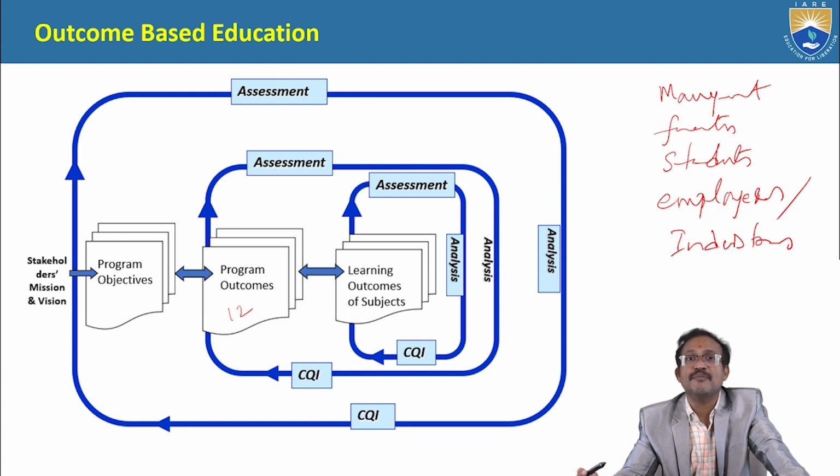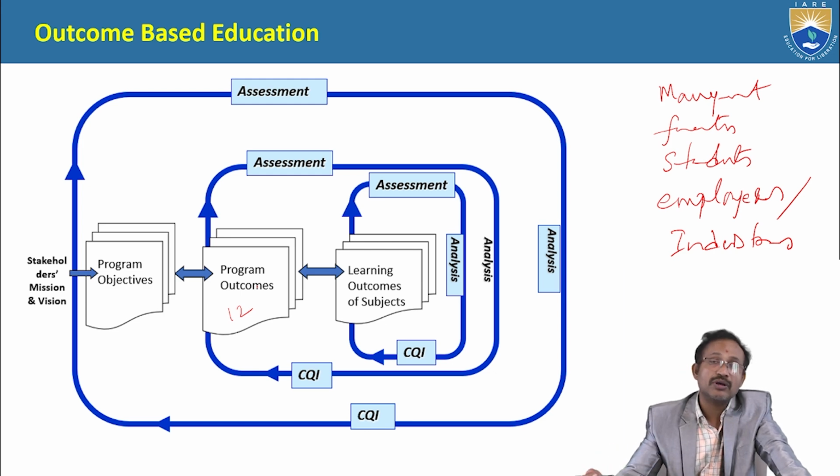Similarly, if you take the Computer Science and Engineering department, in that department they may have different programs: BTech Computer Science and Engineering, BTech Computer Science and Engineering with AI/ML, Computer Science and Engineering with Cyber Security, Computer Science and Engineering with Data Science. Like that, there may be some other programs too. So department is different, program is different. That's what you have to understand.